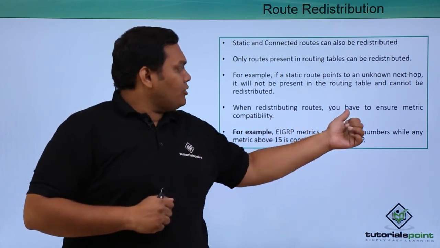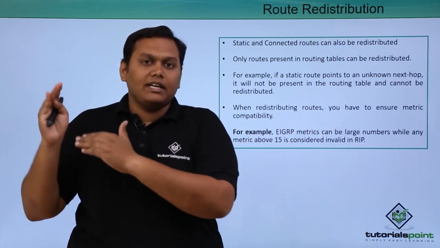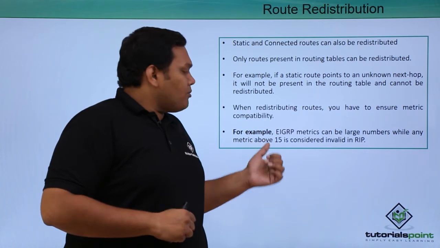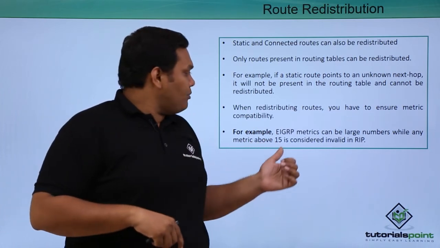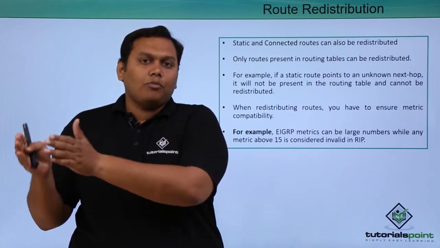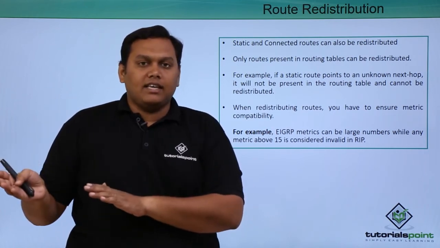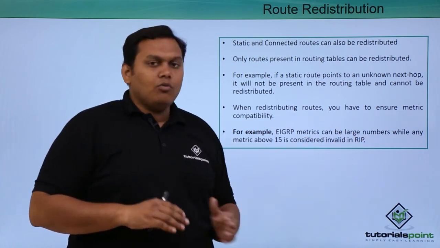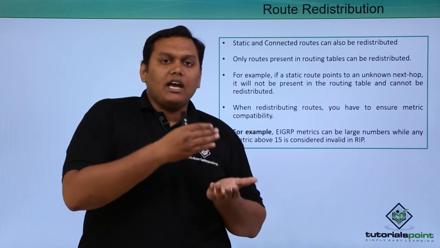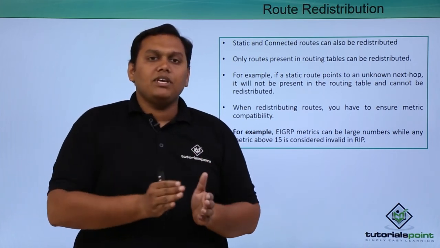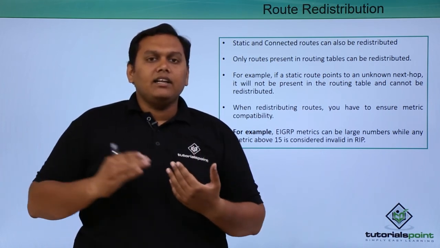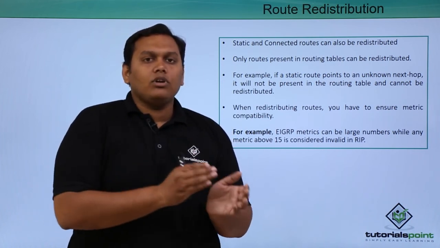When redistributing routes, you have to ensure metrics are maintained and measured clearly, and the autonomous system number should also be maintained. The autonomous system number and the administrative distance are also considered here. For example, EIGRP metrics can be large numbers compared with RIP, because RIP has a maximum hop count of only 15, which cannot be exceeded. So when routes are redistributed, metrics above 15 are considered invalid in RIP. That means the hop count above 15 is the maximum for RIP and you can't exceed that, so that EIGRP can collaborate with RIP and redistribute the routes. So this is about the route redistribution concept.